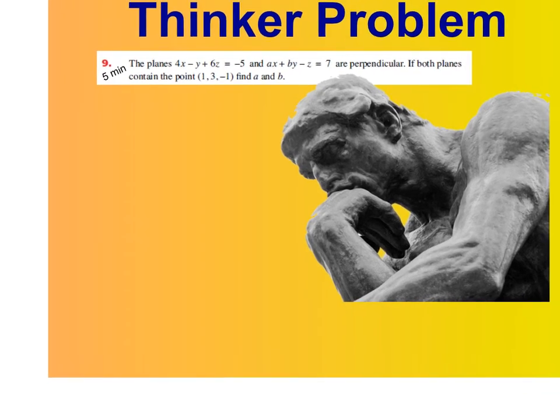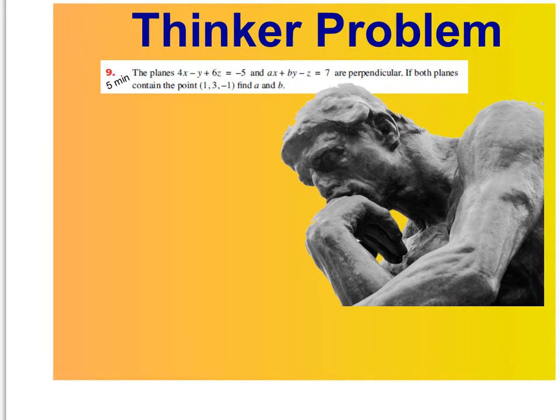All right, this is a really good problem. I'm going to go ahead and work through it. This is kind of an extension, but you can choose to or not to work through this. It's just a really challenging problem that's actually pretty interesting. So the first plane and the second plane are given, and they are perpendicular. If both planes contain the point 1, 3, negative 1, find A and B.